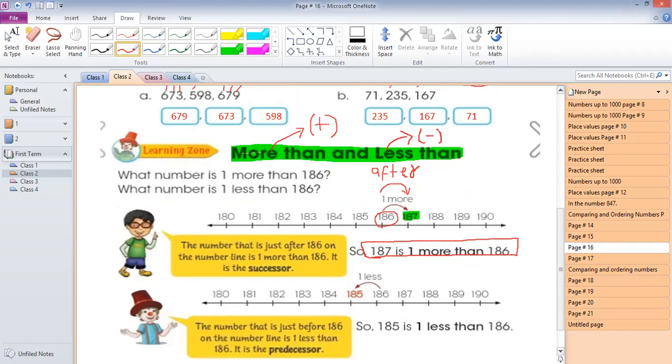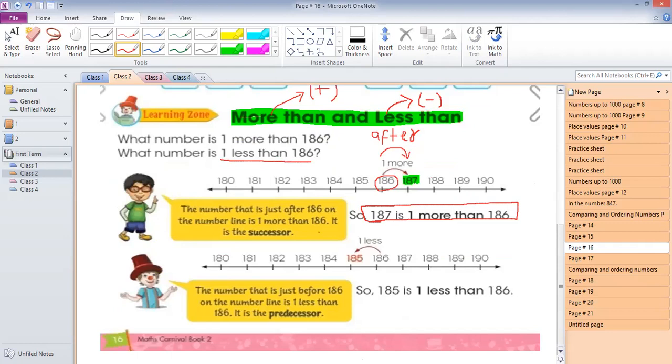Look here. The second question is, what number is 1 less than 186? Again, this is the number line, and this is 186. Because you have to find out 1 less, you will not go forward. You will go backward, because you will find 1 less number before that number. So you have to find out what number is before 186.